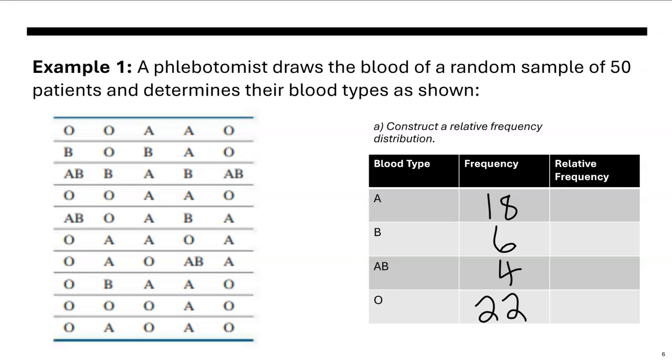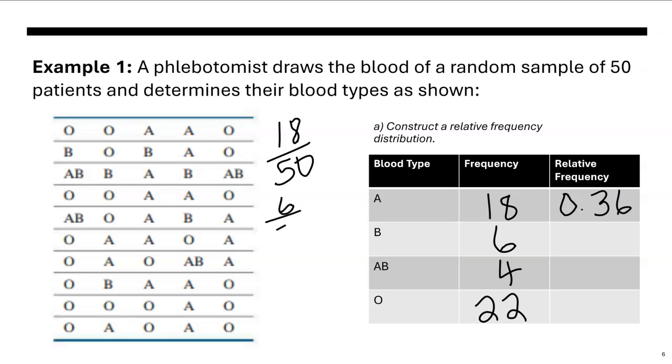Well, for the relative frequency, what we have to do is use that formula to determine the relative frequency for each one. So for A, I would do 18 divided by 50. So 18 comes from the frequency of A, and 50 comes from the total number in the sample. So if you do 18 divided by 50, you end up getting 0.36.